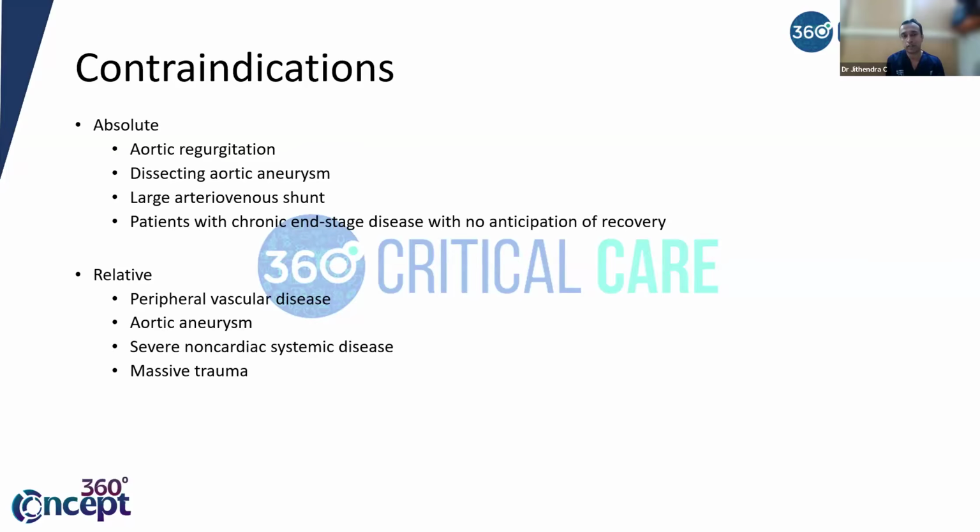You should definitely know aortic regurgitation and aortic dissection. Relative contraindications are peripheral vascular disease, aortic aneurysm, severe non-cardiac systemic disease, and massive trauma. These are relative contraindications, but definitely they'll ask you about the absolute contraindications. They may ask, this patient has a fem-pop in place or peripheral vascular disease, what do you do? You can try the other vessels. You can try the brachial, you can try the internal iliac. So there are options like that.